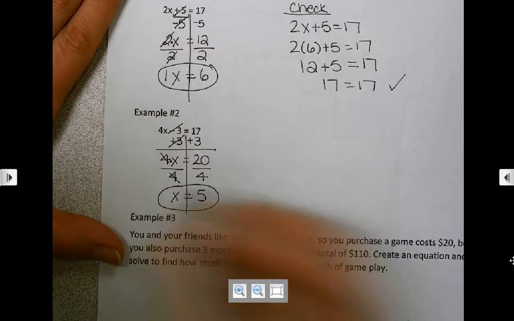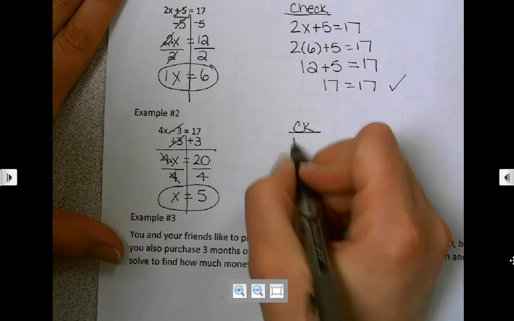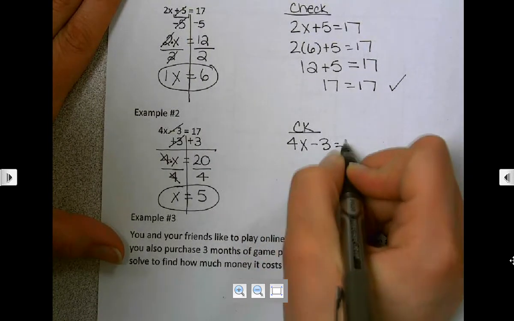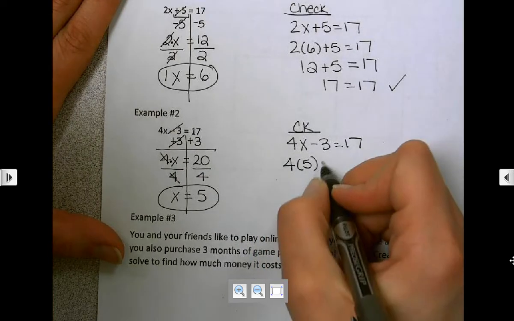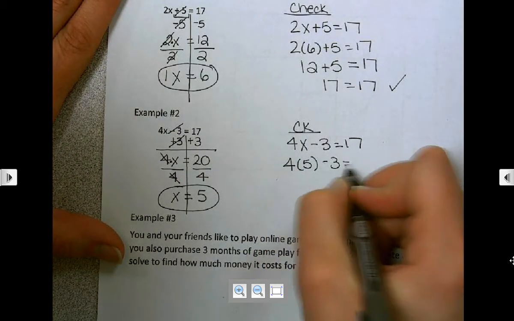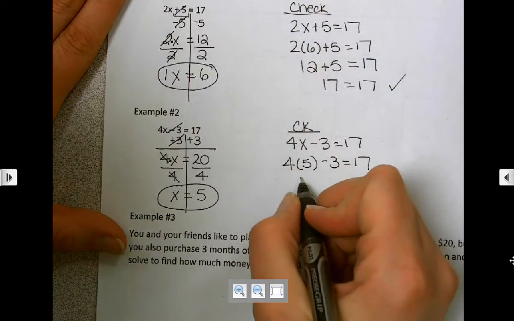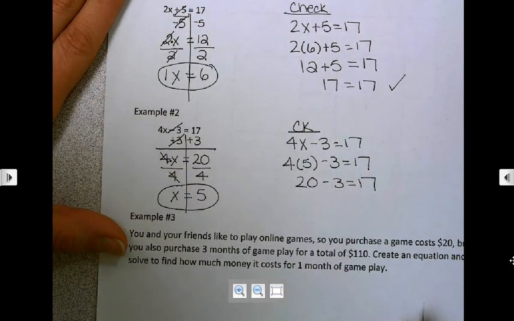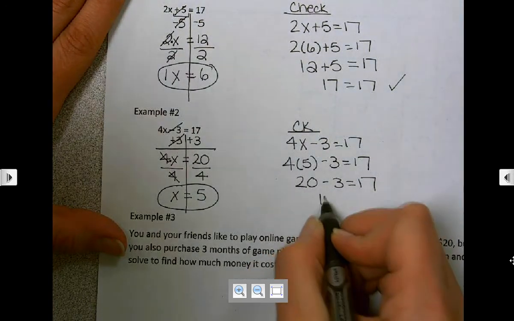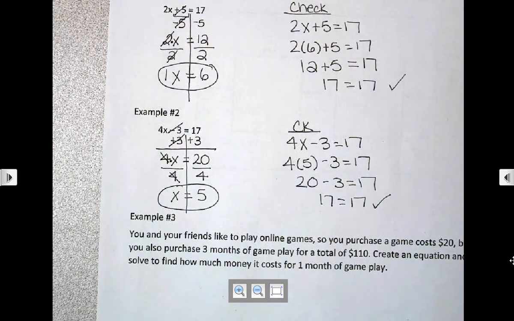So now that we have an answer, we once again have to do our little check. We're going to rewrite and then substitute in wherever we see an x with a 5. Order of operations says 4 times 5 comes first, which is 20. 20 minus 3 is 17 equals 17. Our answer checks and we are correct.